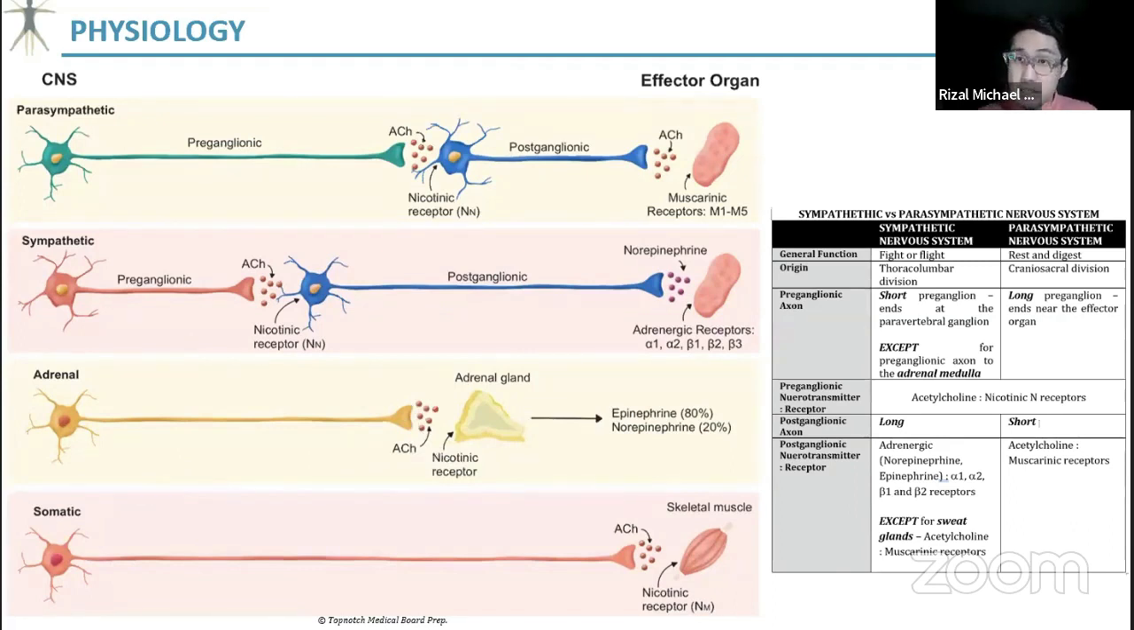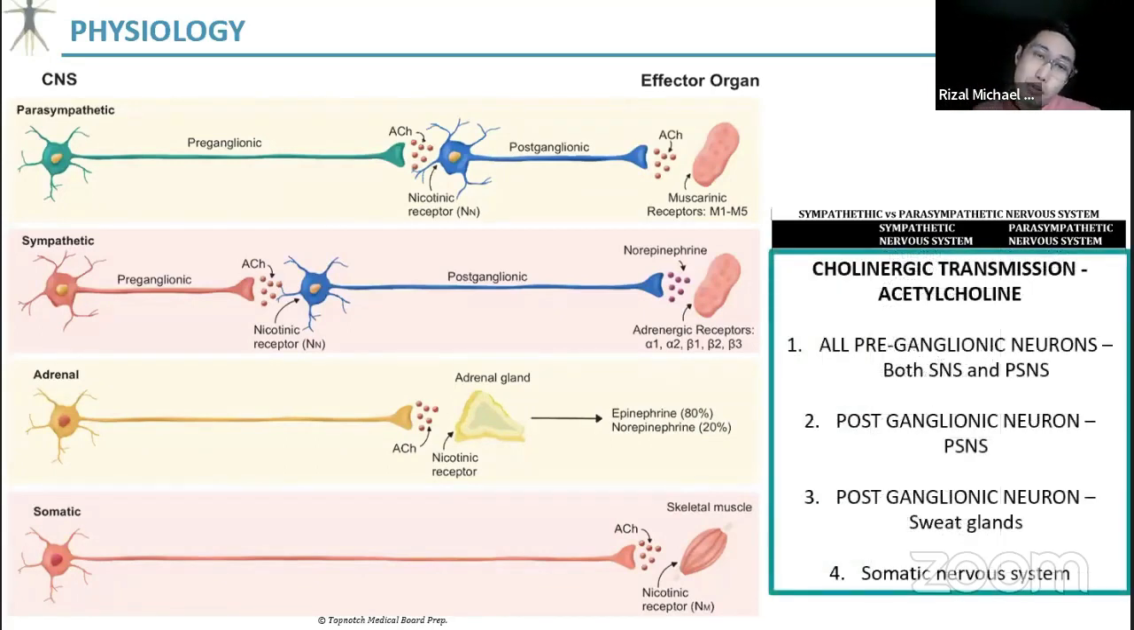Another one, not in this image, is your sweat gland. Your sweat gland is also a modified sympathetic because it's a two-neuron system. So meron siyang pre-ganglion and post-ganglion. Pero on both ends, okay, acetylcholine yung ginagamit or nire-release ng ganglions mo. Okay, so modified sympathetic sila.